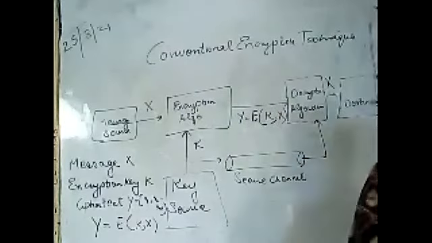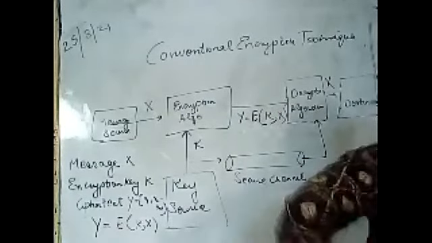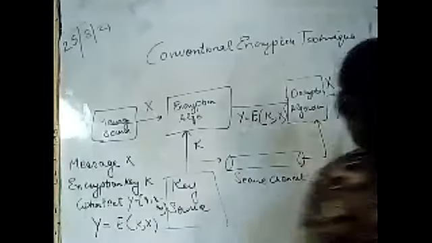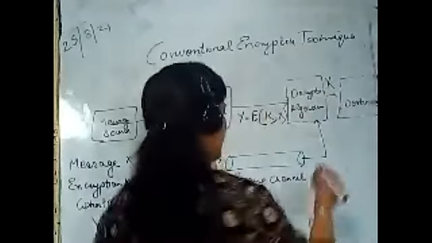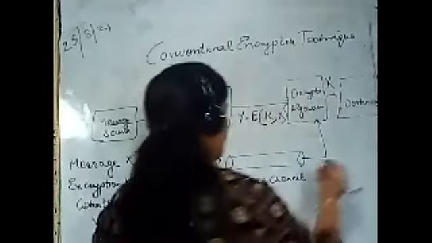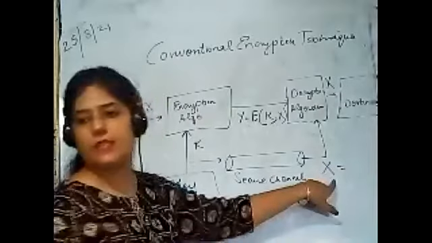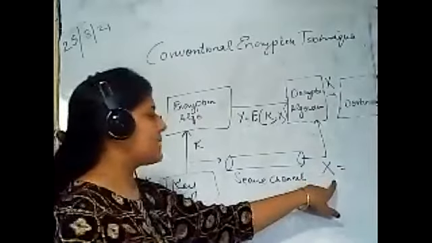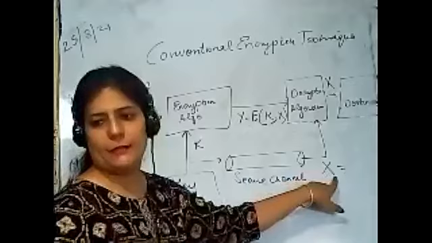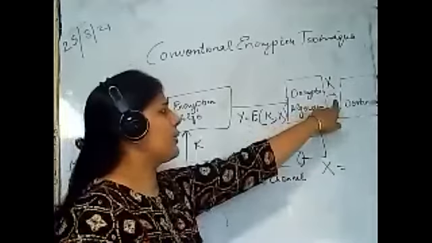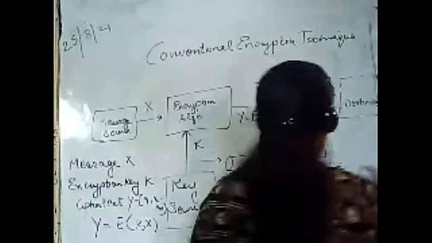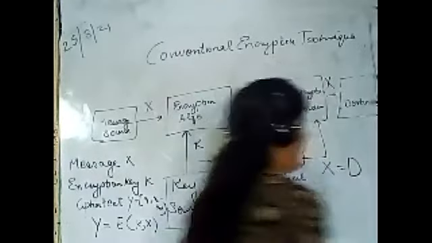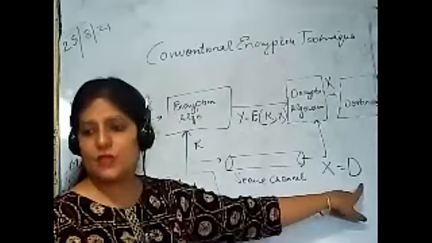So if we go towards the destination part, now what will happen? It will be working in the reverse manner. So how will it work in the reverse manner? Here we want to get that particular x part. We need to receive this x part, which is my plain text. So what output are you getting? You are getting x. Now this x will be equal to D. D will be your decryption part.